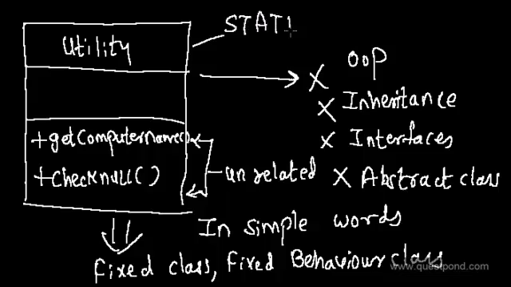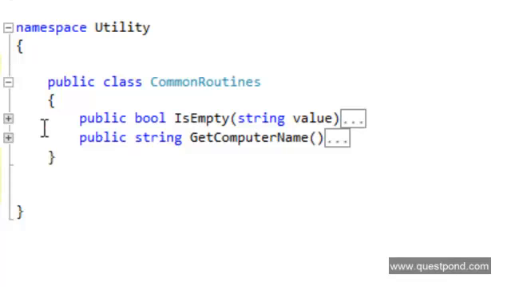So now the question is, how do we avoid inheritance? How do we avoid interfaces? How do we avoid the abstract keyword over this class? And that's by using the static keyword. Now, in order to make this class static, we need to use the static keyword here. So just mark it as static.